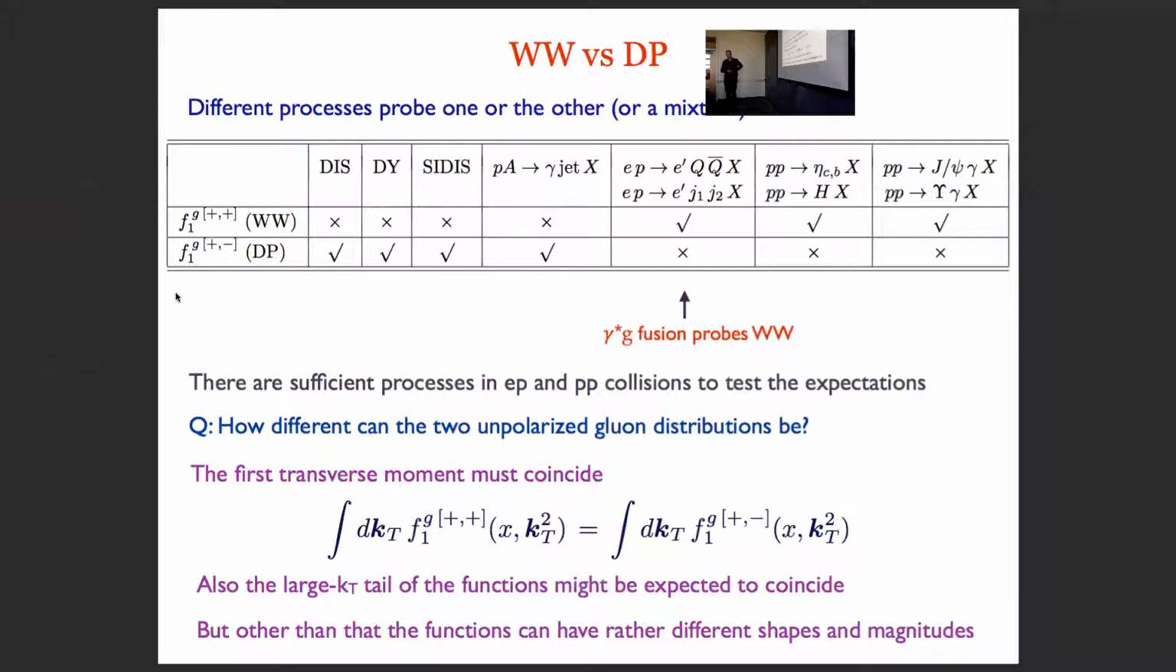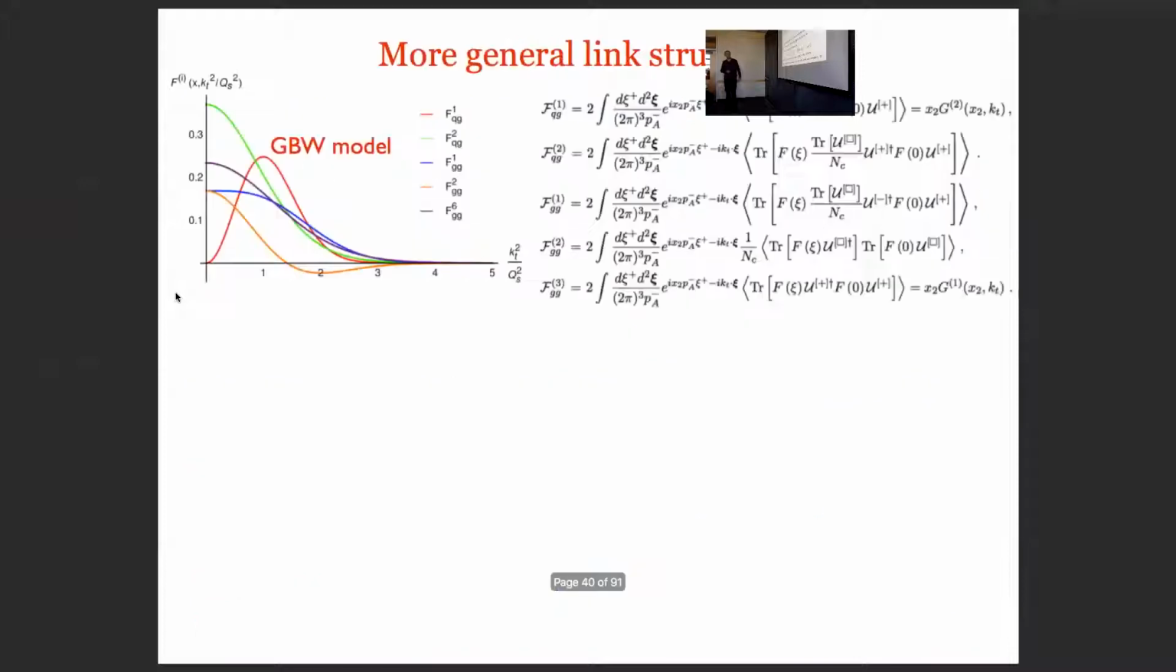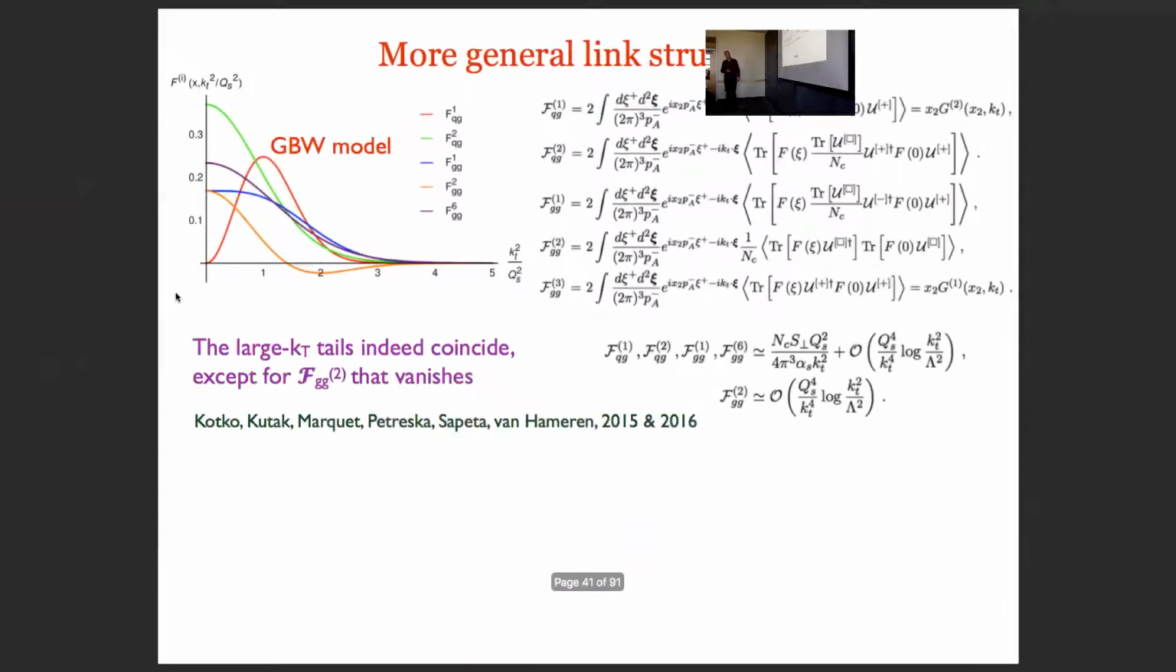Naively, I would say that the large kT tails of this function should be the same, because if you take large kT, it's like shrinking this to 0. But other than that, they can be in different shapes, etc. So there was a nice study by Cyril and collaborators, where they have 5 definitions.